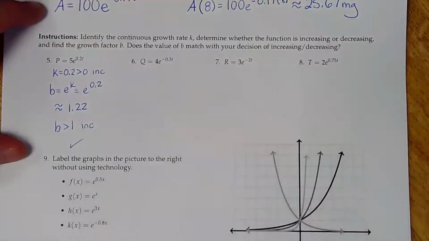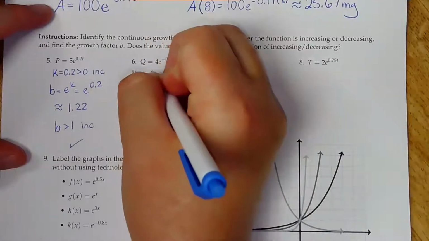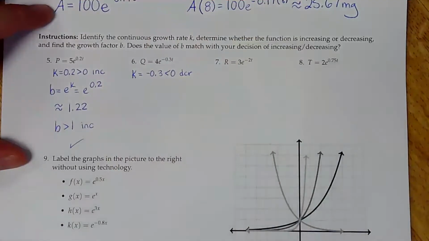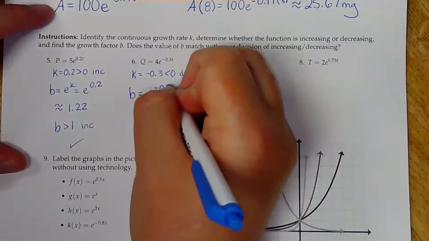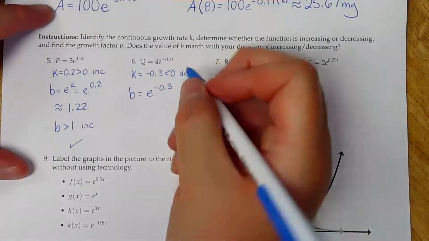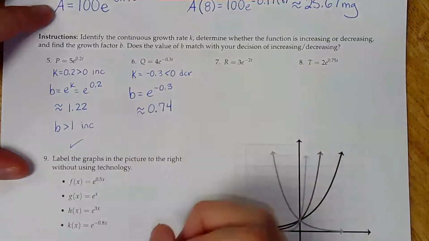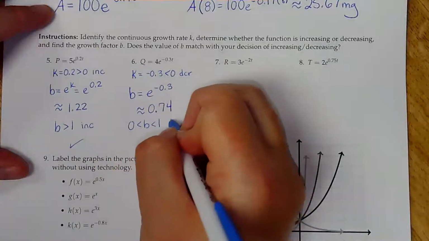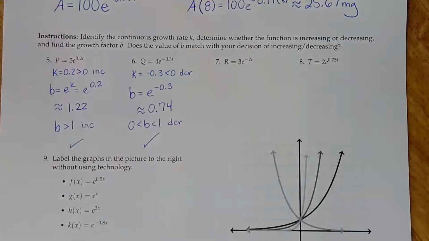Number 6, q is equal to 4e to the negative 0.3t. So k here is negative 0.3, which is less than 0, which means it's decreasing. Okay, and my b is going to be e to the negative 0.3, which I crunched in my calculator. I get that that's approximately 0.74. And that means that b is between 0 and 1, which would tell us that it's decreasing. So both of those say decreasing. That is a match, which is great.